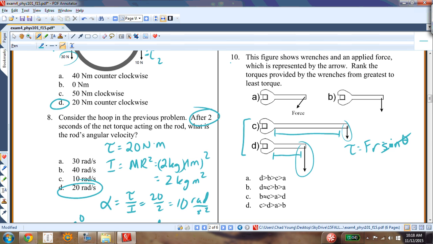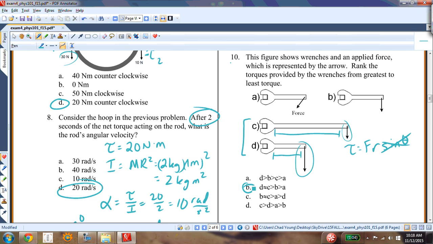For both of these, theta is 90, so I'll just leave that off. One of them has a bigger force but a smaller moment arm. The other one has a smaller force but a bigger moment arm. So D and C are going to be approximately equal. So I can just stop right there and say that B is the right answer.